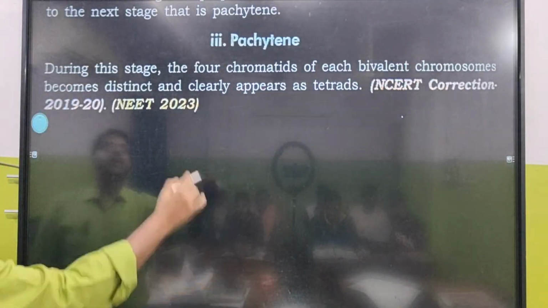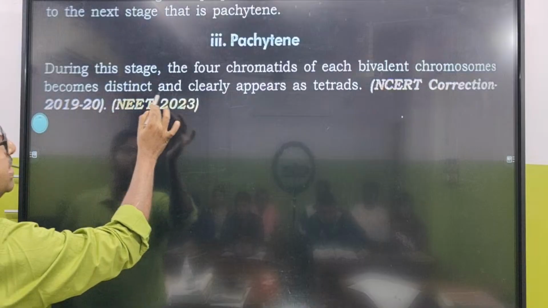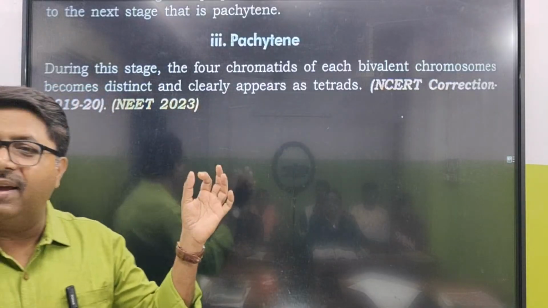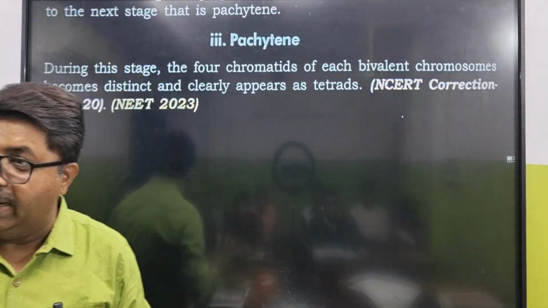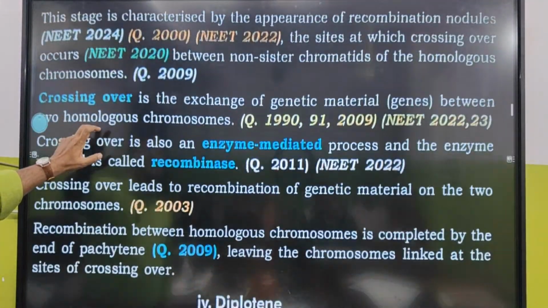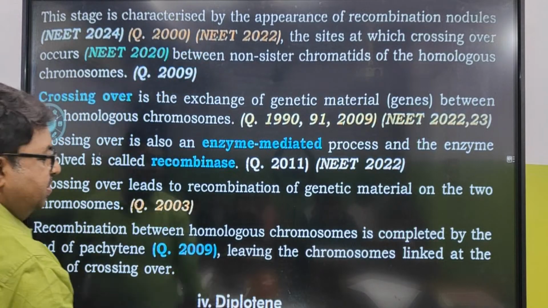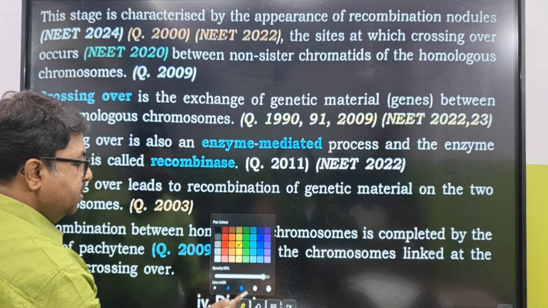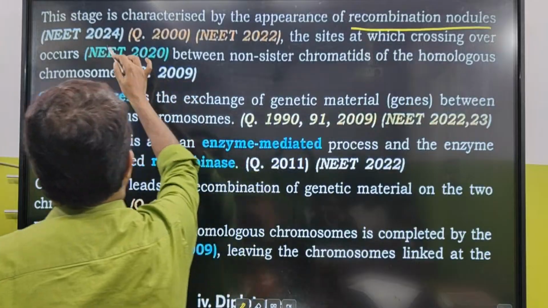Okay, pachytene. During this stage, the 4 chromatids of each bivalent become distinct and clearly appear as tetrads. After becoming distinct, what did it become? Tetrad. And you can see this through light microscope only. No issues with this now. This stage is characterized by the appearance of recombination nodules. This term is very important. Nodules term is very important. So recombination nodules.